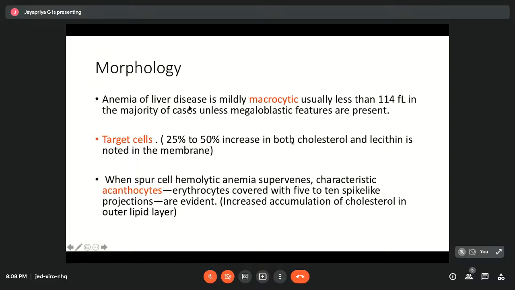In liver disease, there will be abnormalities in the cell membrane lipid concentrations. A balanced increase in cholesterol and lecithin in the RBC membrane can occur in liver disease. In that case, because of an increased membrane surface area, due to the increase of both cholesterol and lecithin, the red cells can form target cells. Another finding is the development of acanthocytes. That occurs when there is only accumulation of cholesterol in the outer lipid layer. When there is an increase in cholesterol in the outer lipid layer, the outer membrane of the RBC starts forming spike-like projections, resulting in the formation of acanthocytes.